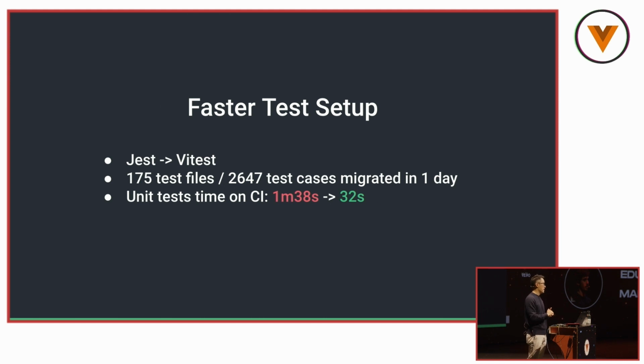So I mentioned yesterday I wrote a simple script to convert some of the common things. It's mostly just changing the API being called from Jest to Vitest itself. And other than that, not much has changed. When we disable threads, the unit tests on CI went from 1 minute 38 seconds down to 32 seconds, and the local test feedback speed also increased significantly.